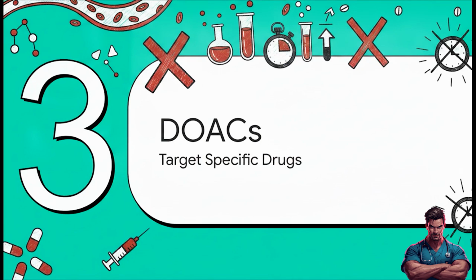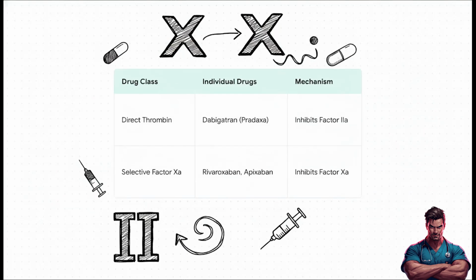Okay, Section 3, DOACs, or novel oral anticoagulants. Do you notice a pattern here on this table? Drugs with an X in the name, like rivaroxaban and apixaban, selectively ban factor Xa. I mean, it's literally right there in the name. Meanwhile, dabigatran goes straight for thrombin, or factor IIa. Knowing the exact factor they inhibit is going to earn you some super easy points on exam day.